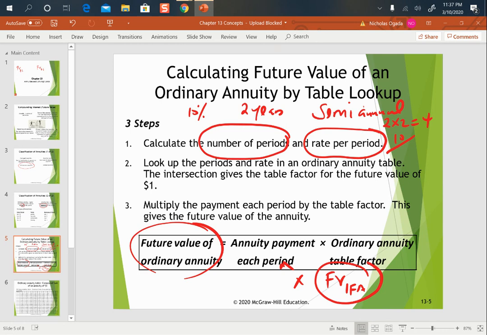In the case of a semi-annual, you have 2 periods per year, and you'll end up having 5% as your rate per period. So that will change in terms of looking for the table factor. You have to identify the four periods and identify your rate being 5%. Again, just walk through it, and that will give you the value.